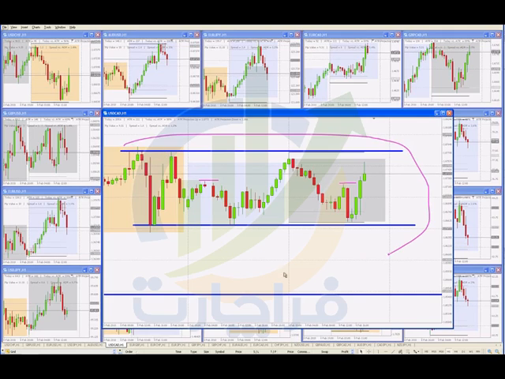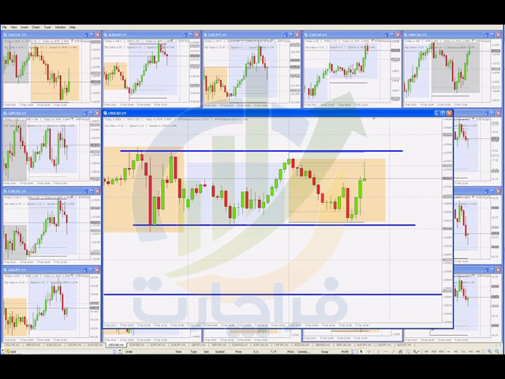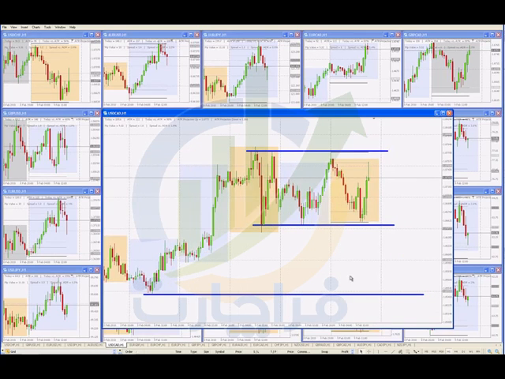This is what's been going on throughout the week. These are the key levels of support, these are the key levels of resistance. That's it, no more than that. I hope I was able to drive the point home.